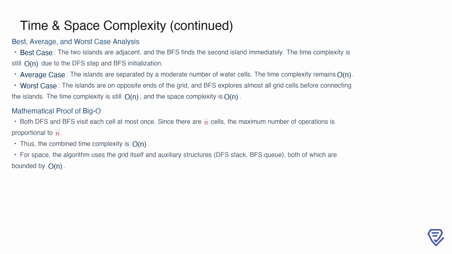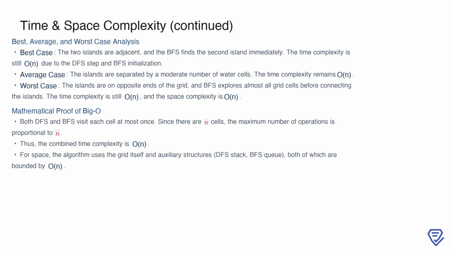Even here, the time complexity remains O(n). In the worst case, the islands are located on opposite ends of the grid, forcing BFS to explore nearly all n cells before finding the second island. Despite this, the time complexity is still O(n), and the space complexity remains O(n).